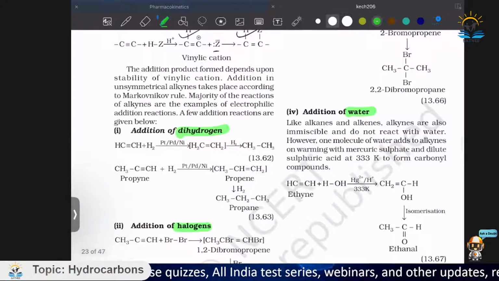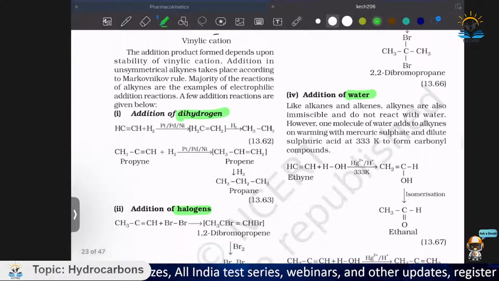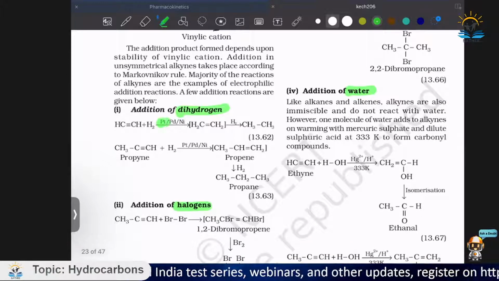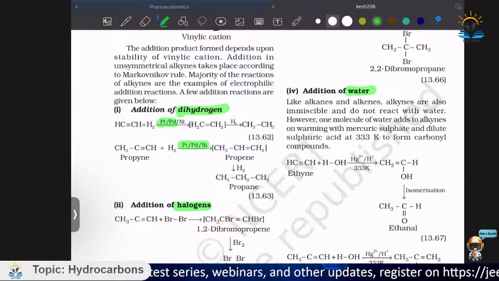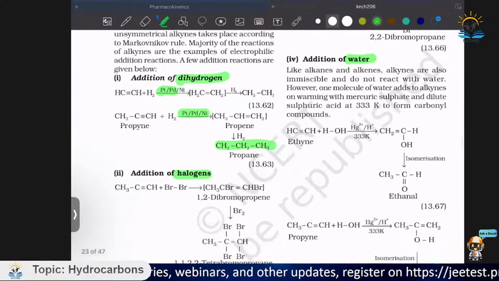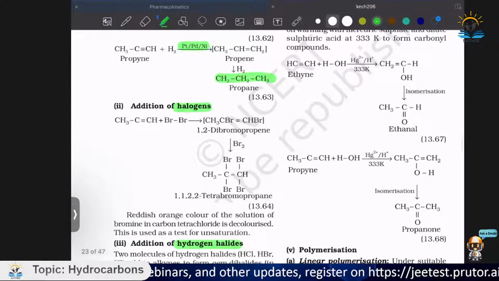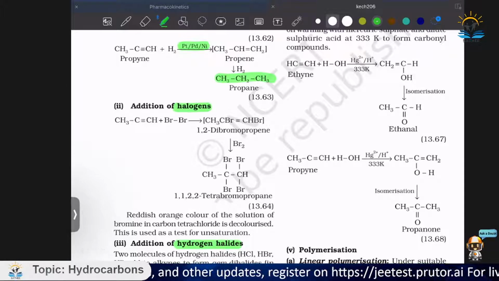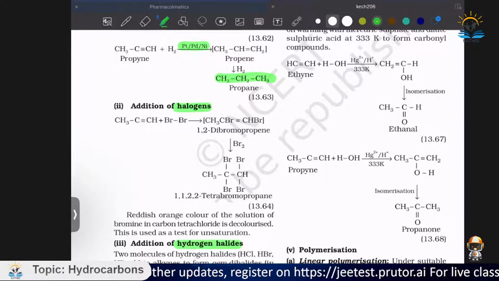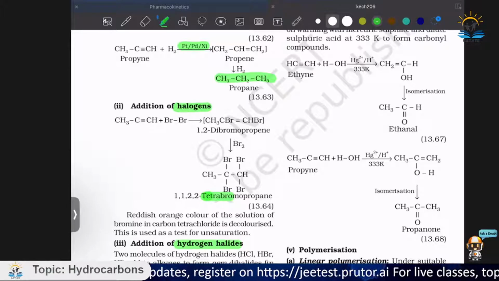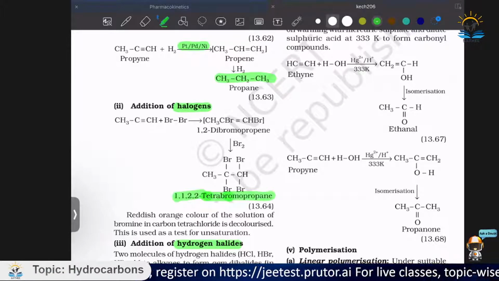Okay, let's briefly see some of these reactions. For adding hydrogen, again with the same catalyst, it will create an alkane. Addition of halogens will create a tetrabromoalkane, just like tetrabromopropane.